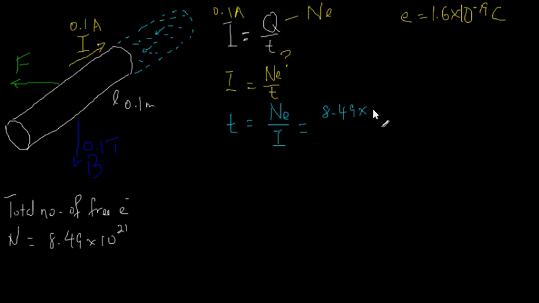8.49 times 10 to the power of 21. We know E, that's that number there, 1.6 times 10 to the power of minus 19. And we know the current, that's 0.1 ampere. So we can use a calculator to find this.